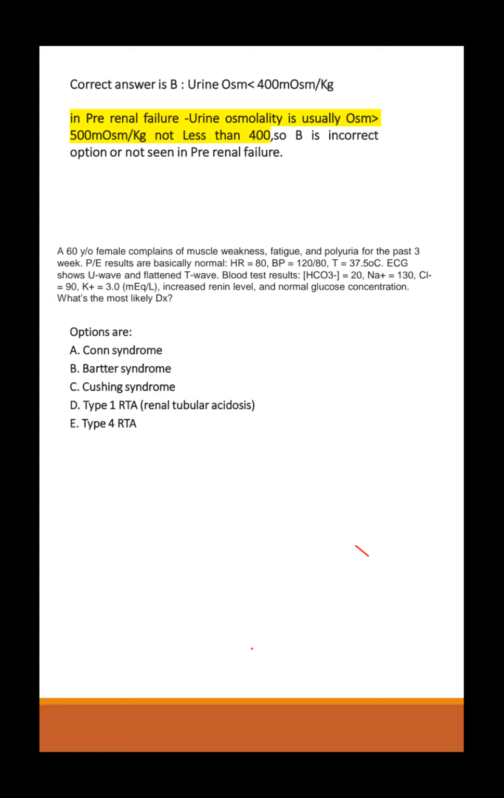So what is the answer? Bartter syndrome. Yeah. Thank you, Dr. Solomon. Thank you very much. This is the way we are discussing.